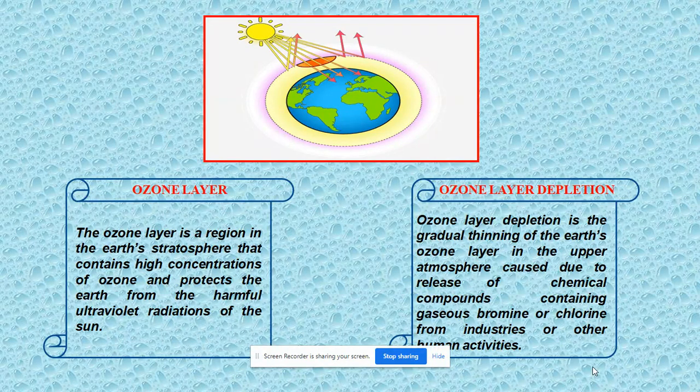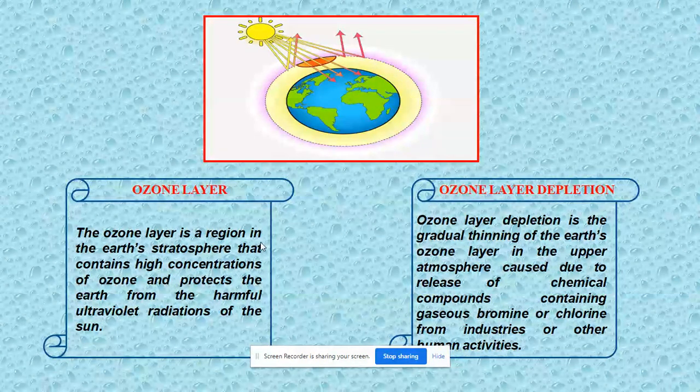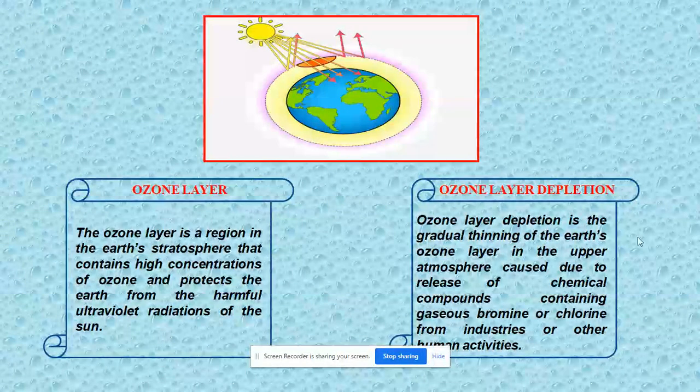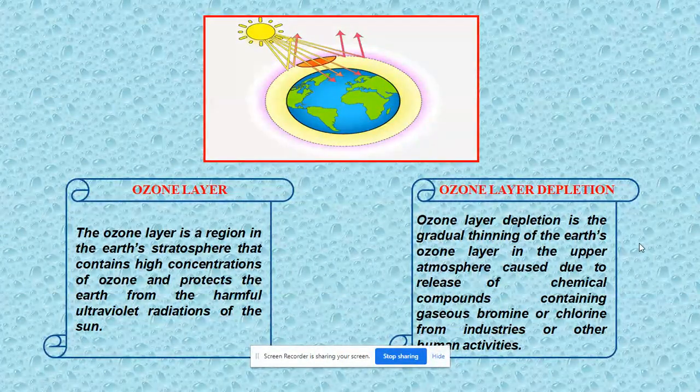UV rays emitting from the sun can cause skin cancer and can severely affect your immune system. But don't worry, as between Earth and the sun's harmful rays lies an invisible pale blue protective shield we call the ozone layer. The ozone layer is a region in the Earth's stratosphere that contains a high concentration of ozone and protects the Earth from the harmful ultraviolet radiation of the sun. Generally we say the term ozone layer hole, but this is not a hole. This is just a depletion, the thinning of the ozone layer.